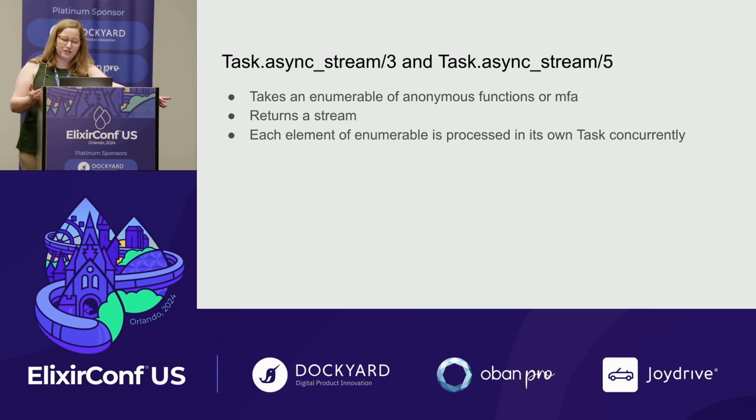So task async stream 3 and task async stream 5. Just like the other functions, it takes an enumerable of anonymous functions or enumerables of MFAs, and then it has a bunch of options that we'll talk about in a minute. It returns a stream, and then each element of each enumerable is processed in its own task concurrently, which we'll talk about in just a moment.